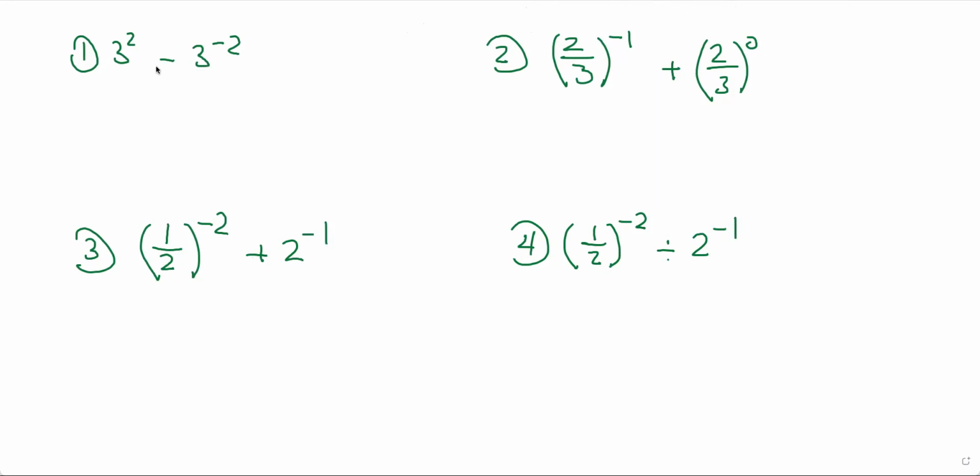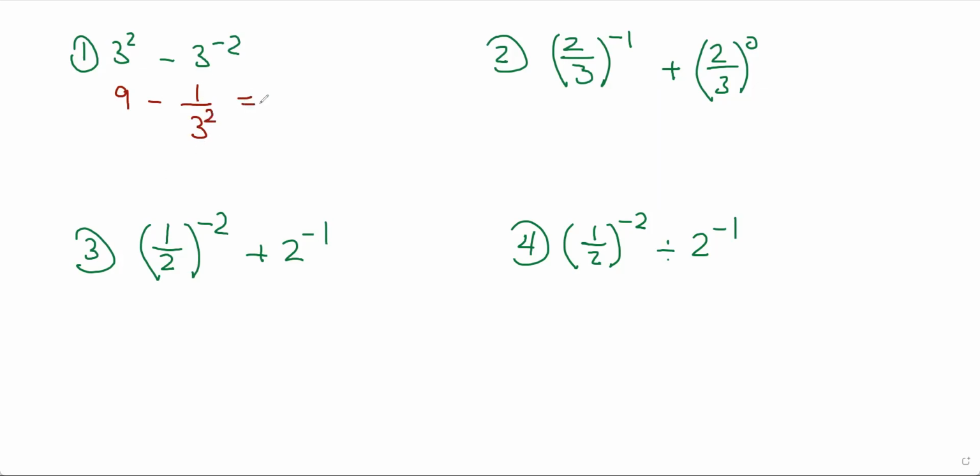So here we go, 3 squared minus 3 to the negative 2. 3 squared is obviously 9. But 3 to the negative 2, we cannot do negative exponents unless we change them to positive. When you have a number to the power of a negative number, you go 1 over 3. So you bring the 3 down and you make the exponent positive.